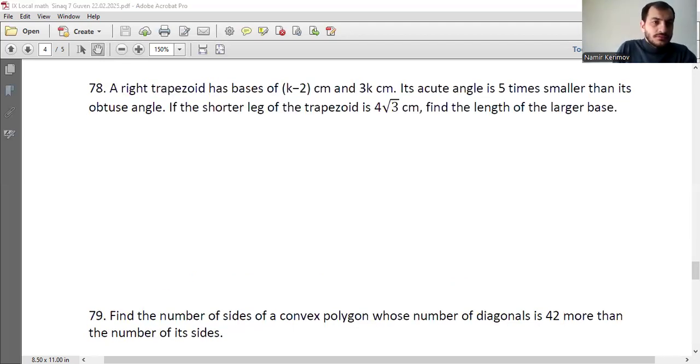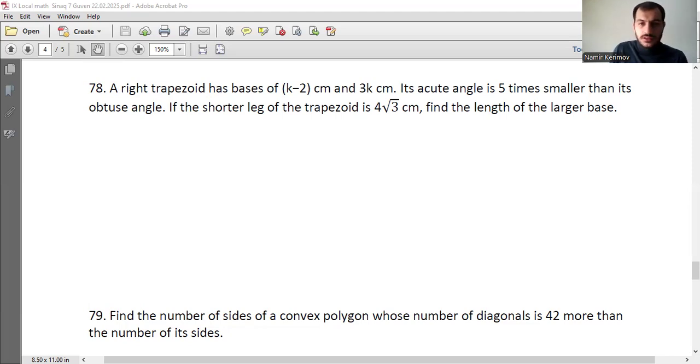And 78. We need the right trapezoid. The bases k minus 2 and 3k. Acute angle 5 times smaller than the obtuse. So we have a right trapezoid. For that right trapezoid, as you know, 2 angles are right angles, and it says the acute angle is 5 times smaller than obtuse angle.